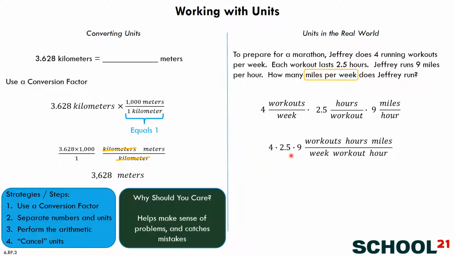So if we separate all the numbers over here, the 4, the 2.5, and the 9, and then we put all the units over here, then you can start to see that if you do the arithmetic, let's see, 4 times 2.5, what's 2 times 2.5? What's 2 times 2? 4. What's 2 times 2.5 then?